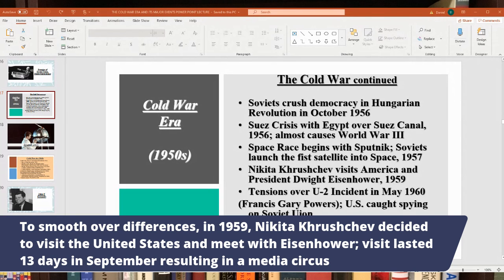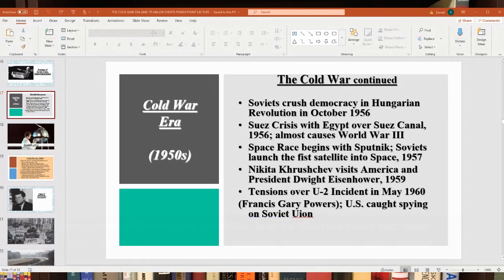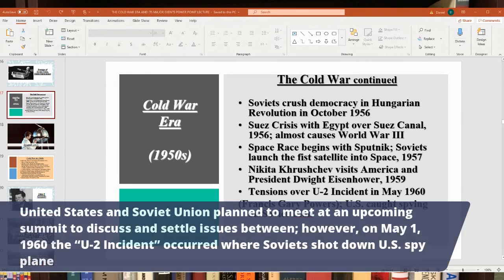And it was a big media circus, and he was really mad because he wanted to visit Disneyland in California, and they wouldn't let him. That's kind of weird. But anyway, what happened was the U.S. and Soviet Union were going to have a bunch of summit meetings to discuss peace between them to prevent, I guess, war from breaking out and all that.